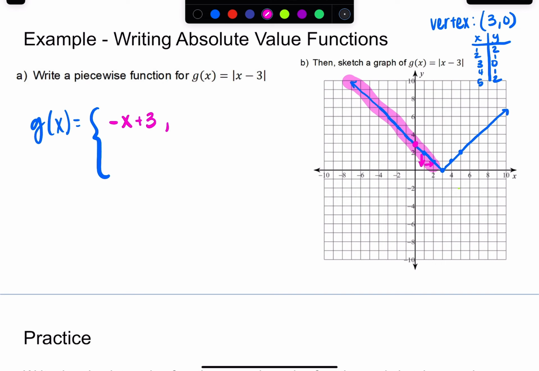Then we've got to write our interval for it. So if x, and notice how we're looking from our vertex, like this invisible line right here. This line is on the left side, so that's when x is less than our vertex at 3.